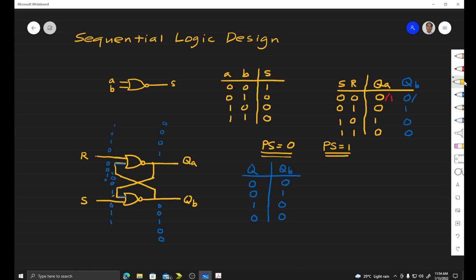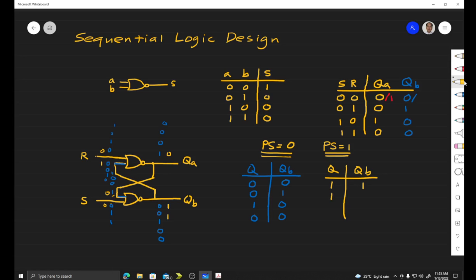So if our present state is 1 for QB, that means we have input 1. Then for R equals 0, we have 0 and 1. That gives us a 0. So 0 input with 0 for S equals 0. So 0, 0 gives us 1. That means our present state Q, next state QB. So 1 gives us next state equal to 1.